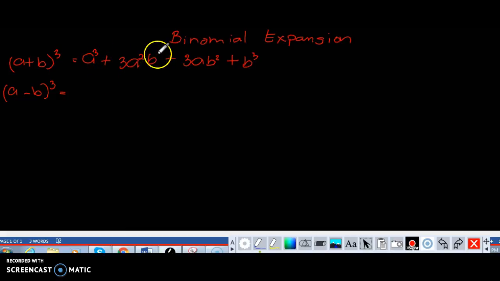Now look at your b. This is a power of 1, and then power of 2, power of 3. So this is really just how you expand. If you want to memorize it, that's great. If not, whatever will help you anyway.